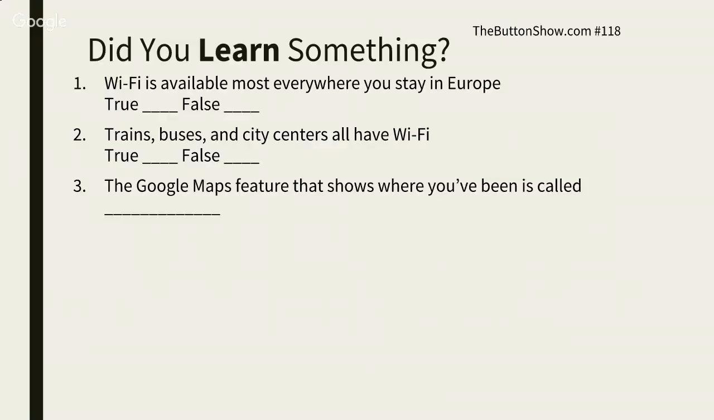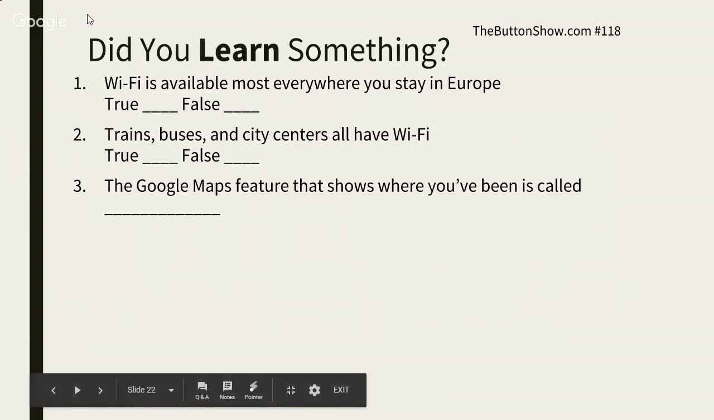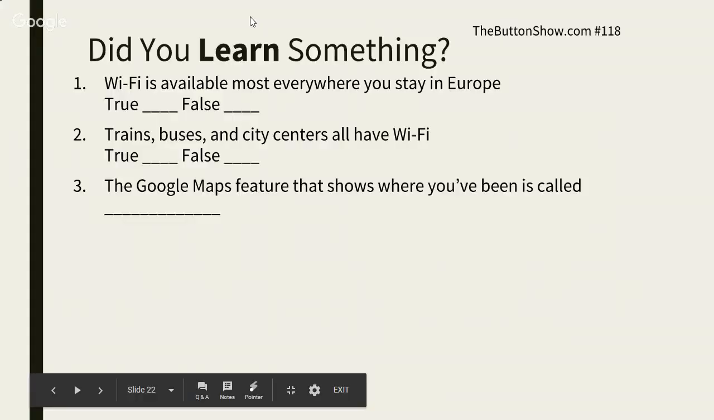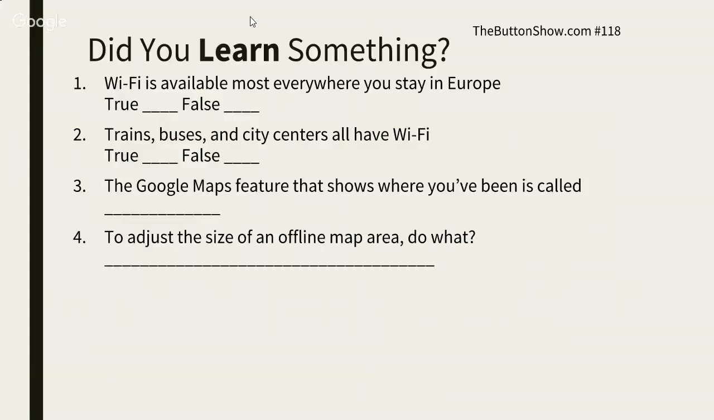The Google Maps feature that shows where you've been is called what? Timeline. And Timeline is private only to you or your account, and you can't even share it normally. But I love it. Yeah, it's really great. To adjust the size of an offline map area, what do you do? You just pinch the screen to get a bigger area, or spread your fingers to get a smaller area. Okay.